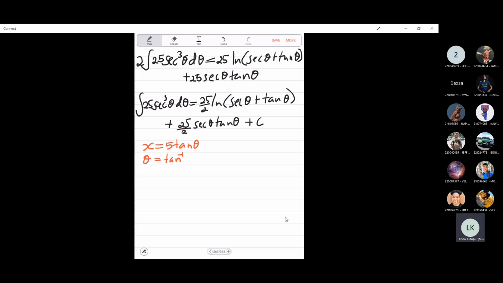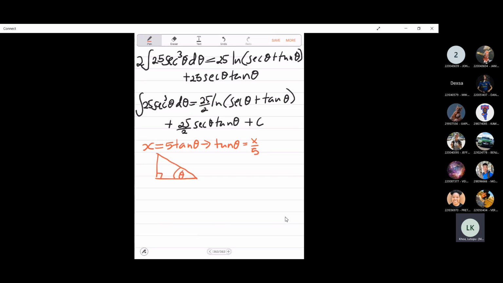Okay, I don't know why I've been writing theta when I never use it. So I don't even need to find theta itself. This would mean that tan theta is equal to x over 5. And then we can work out sec theta by drawing our right angle triangle.